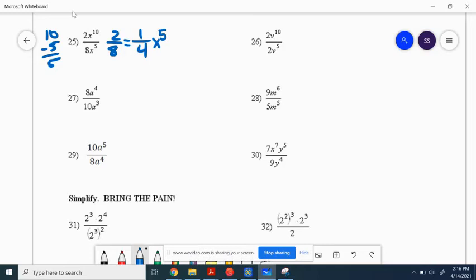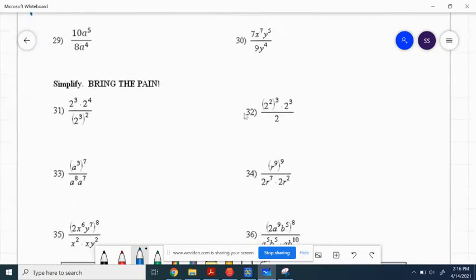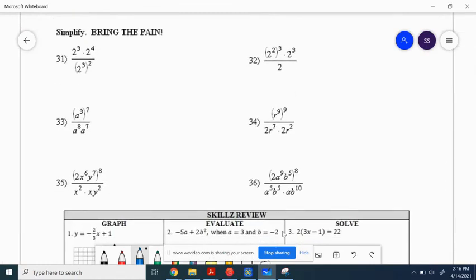All right. 27, same thing. Reduce this, that's 4/5. And a to the 4th divided by a to the 3rd, we just do 4 minus 3, and that's 1. So we're just left with 1a. All right. I think you guys can do the rest there. How about we look at these more difficult ones?